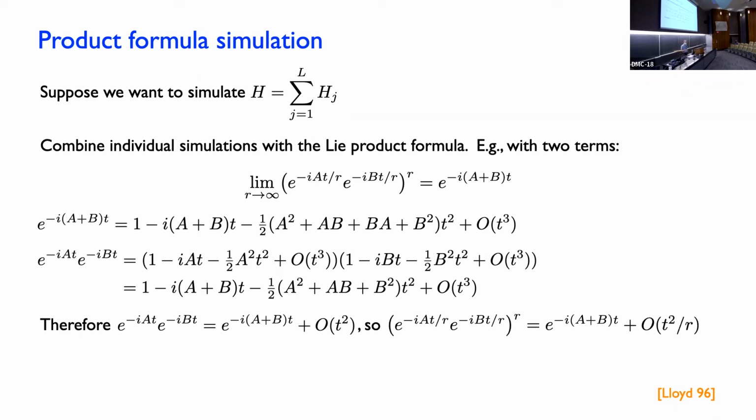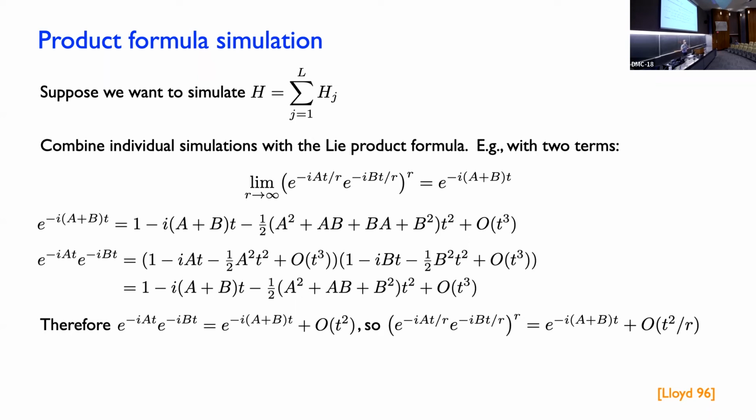So if I take e to the minus iat over r times e to the minus ibt over r, all to the r, what's the error going to be? Well, I can just plug in t over r into the expression there on the left, and then I have to add. So then I'm going to get error that's like t squared over r squared, because I plugged in t over r for t.